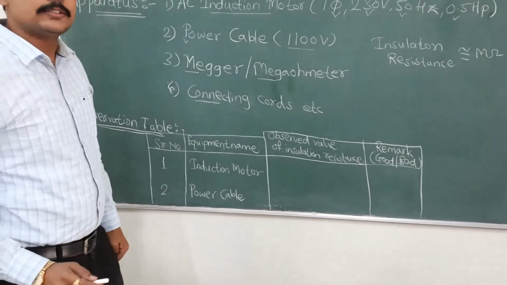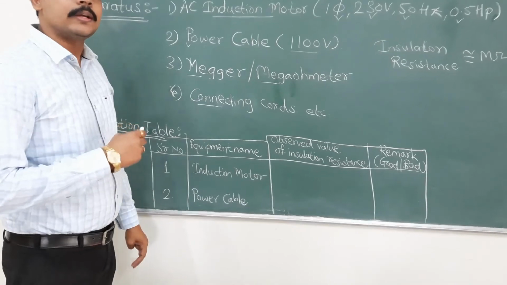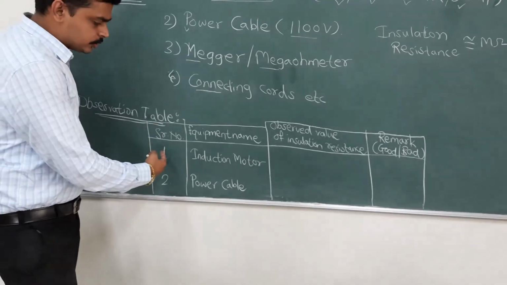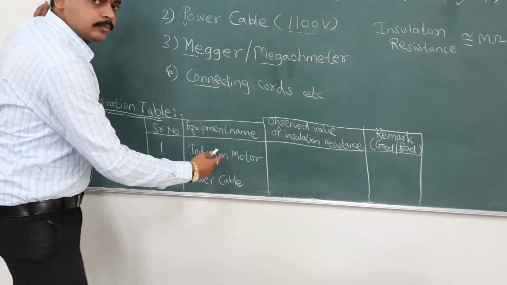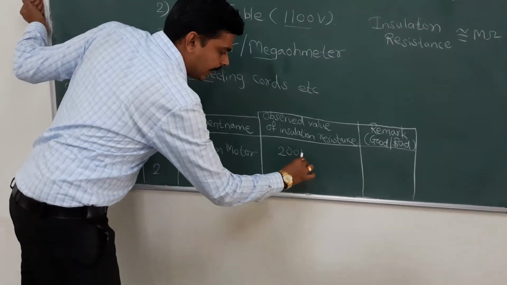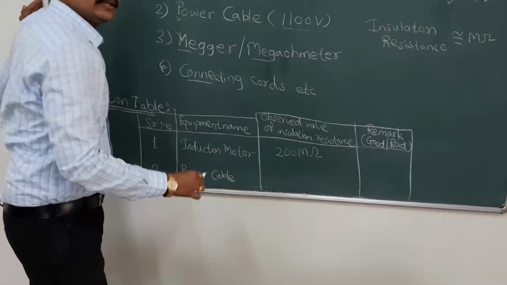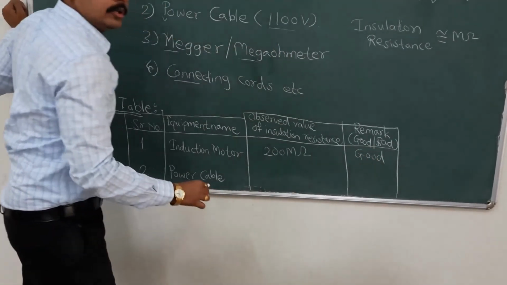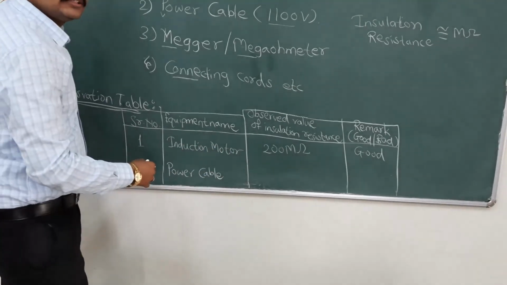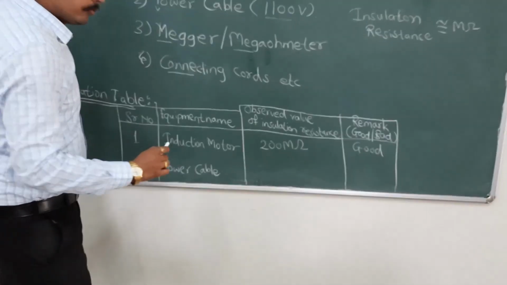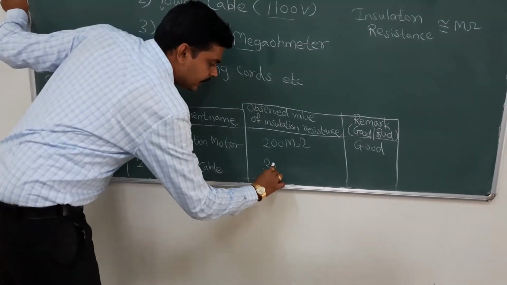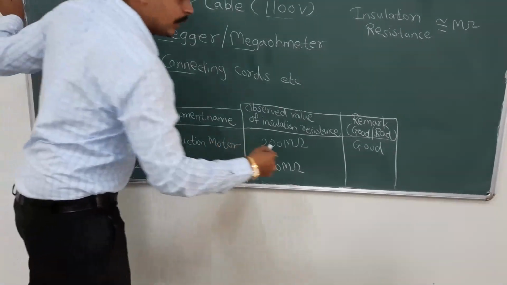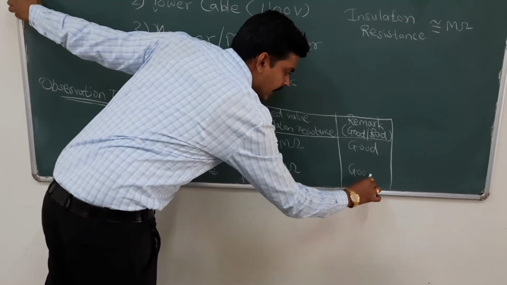So we have performed the experiments of insulation resistance measurement for the electrical motor and for the power cable. Now we have to put the values in our observation table. Our reading for the induction motor is 200 mega ohm, and as we know, if the value lies in terms of mega ohm, then we have to write the remark as good. This is the remark we put for our induction motor insulation resistance. The second reading, which we observed for our power cable, is 300 mega ohm, and as we know, this value also lies in terms of mega ohm, so the remark is good.